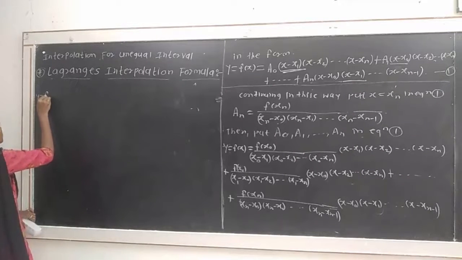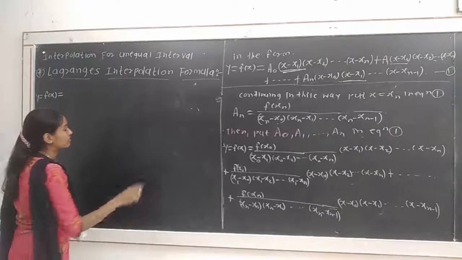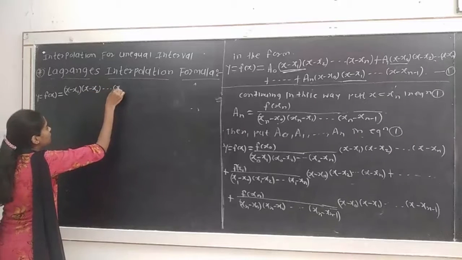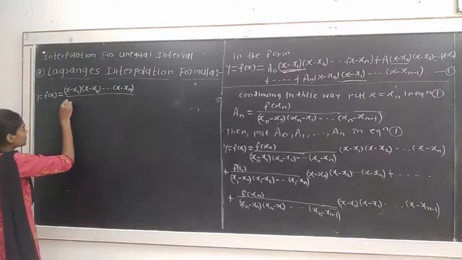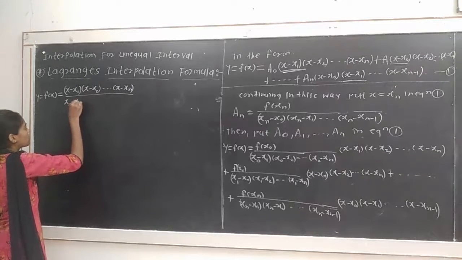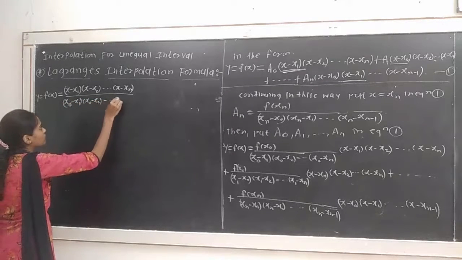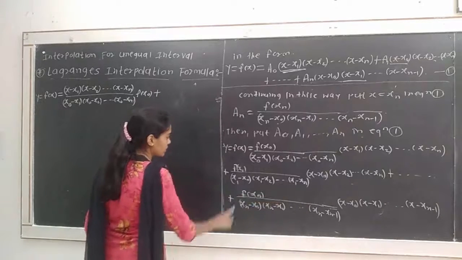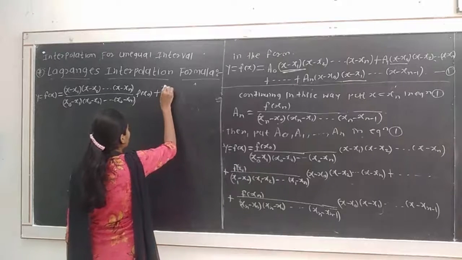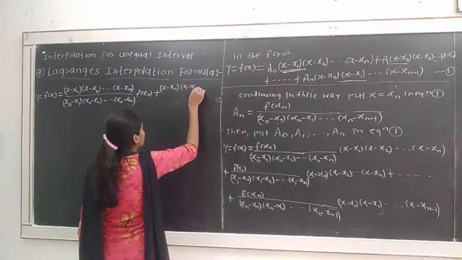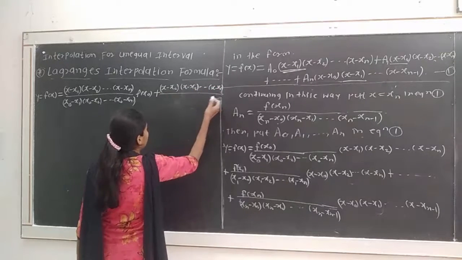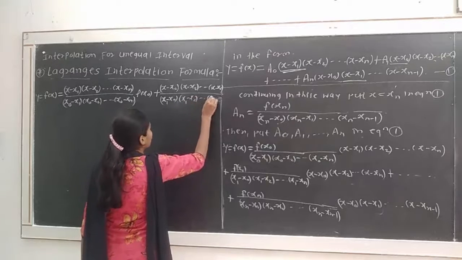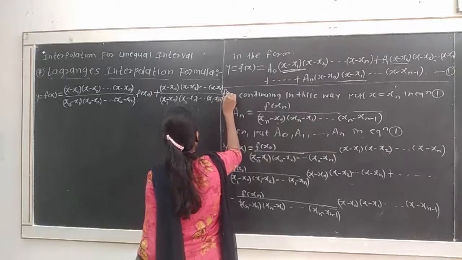That is, y = f(x) = (x − x1)(x − x2) up to (x − xn) divided by (x0 − x1)(x0 − x2) up to (x0 − xn), into f(x0). Then plus the second term, which we can write with this factor and into f(x1): (x − x0)(x − x2) up to (x − xn) divided by (x1 − x0)(x1 − x2) up to (x1 − xn), into f(x1).